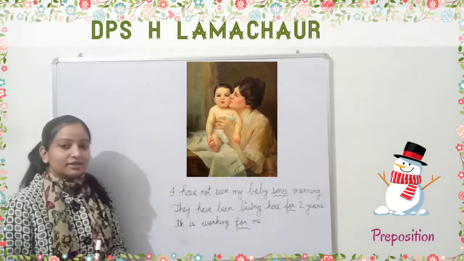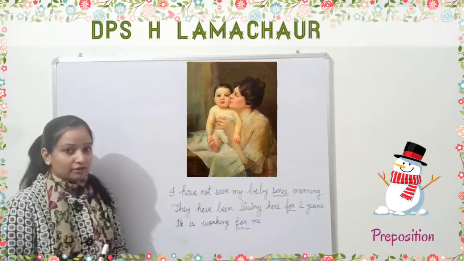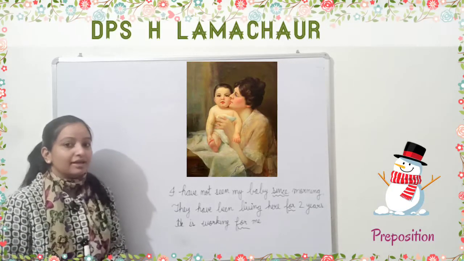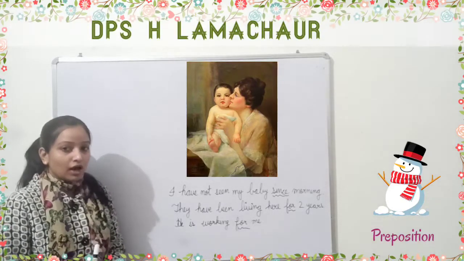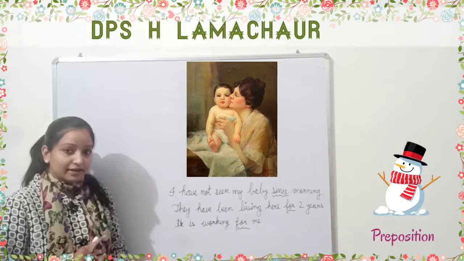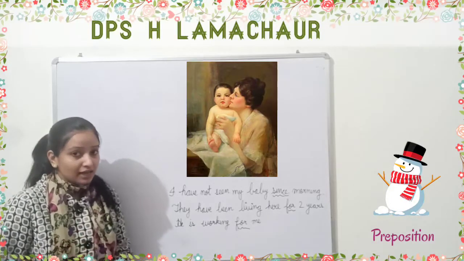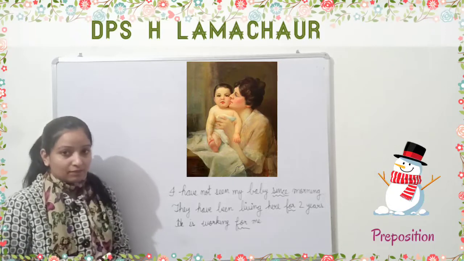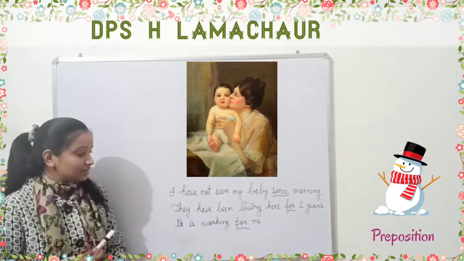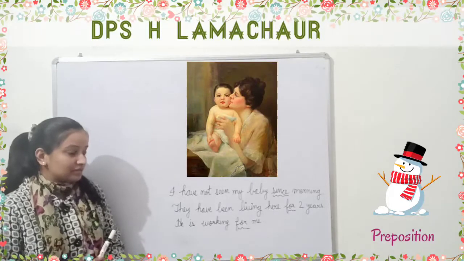I have not seen my baby since morning. Here the preposition is since. So when do we use since? When we talk about something that has started in the past and is still in continuation, for that we use since. Like in this sentence, I have not seen my baby since morning.